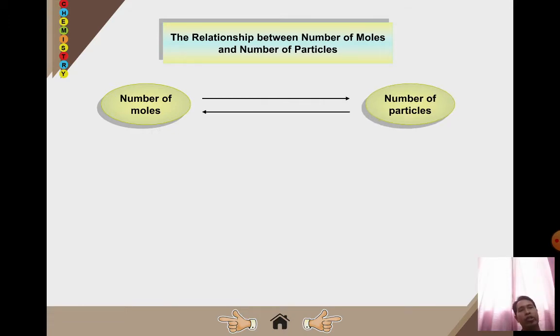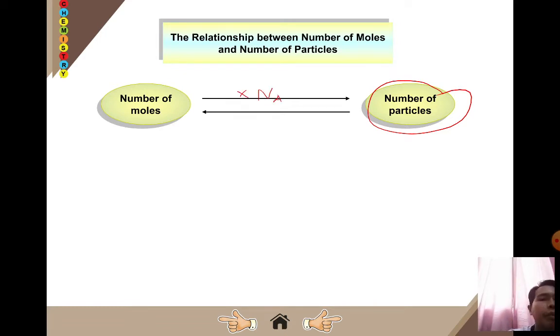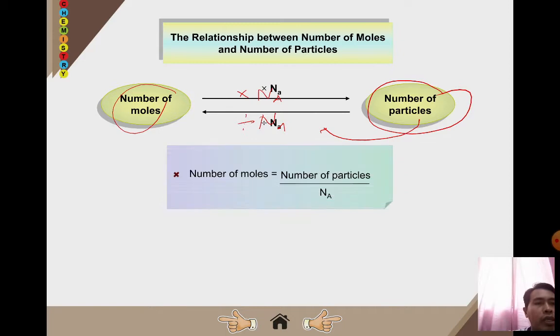Okay, ini adalah the relationship between the number of moles and the number of particles. The number of moles, how we want to get the number of particles? The number of moles times Na, darab dengan pemalar Avogadro. If we want the number of moles from the number of particles, we divide with Na juga. Okay, Na adalah nilai dia tetap 6.02 times 10 to the power of 23 ya.